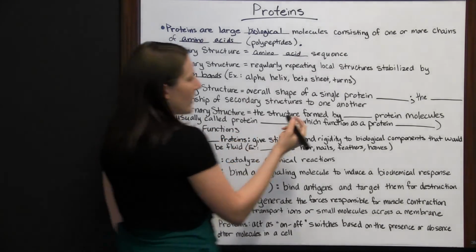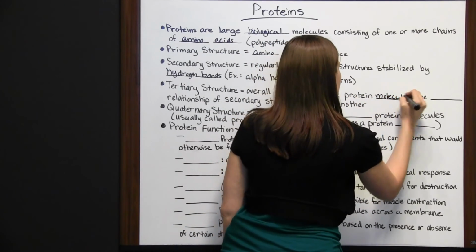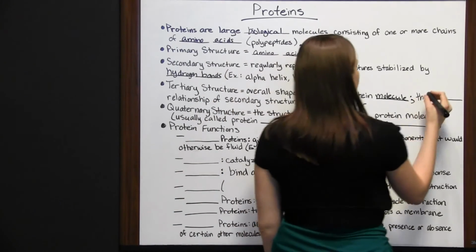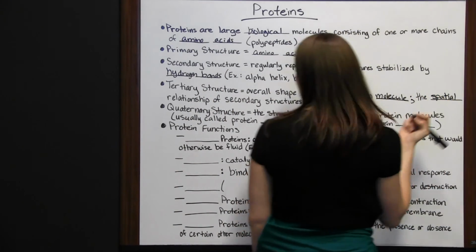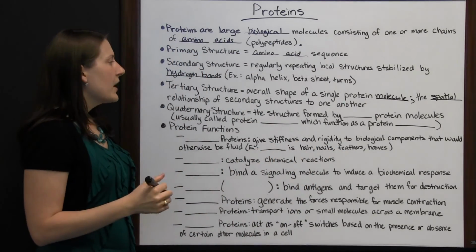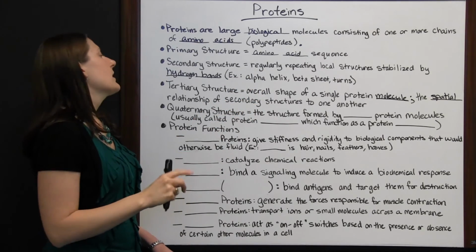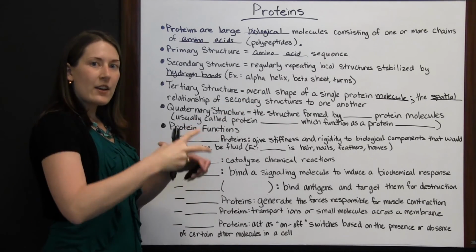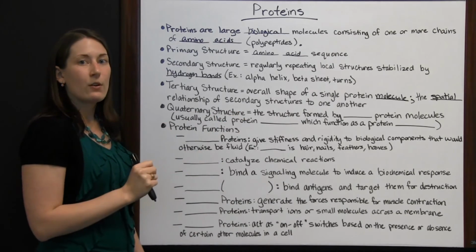Now the tertiary structure is getting more complex. It's the overall shape of a single protein molecule. So enough proteins have joined together to make a whole molecule, and the tertiary structure is referring to the spatial relationship of secondary structures to one another. So you've got your alpha helices, your beta sheets, and your turns, and it's how they interact together and what kind of shape they all form whenever they form into a single molecule.